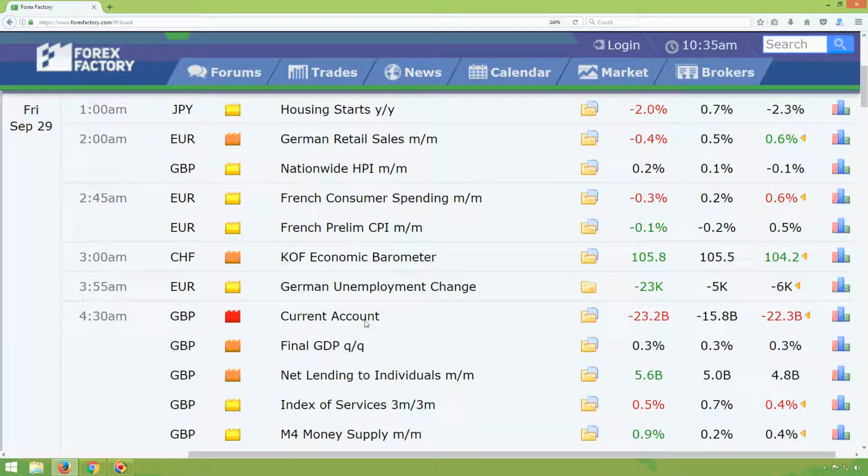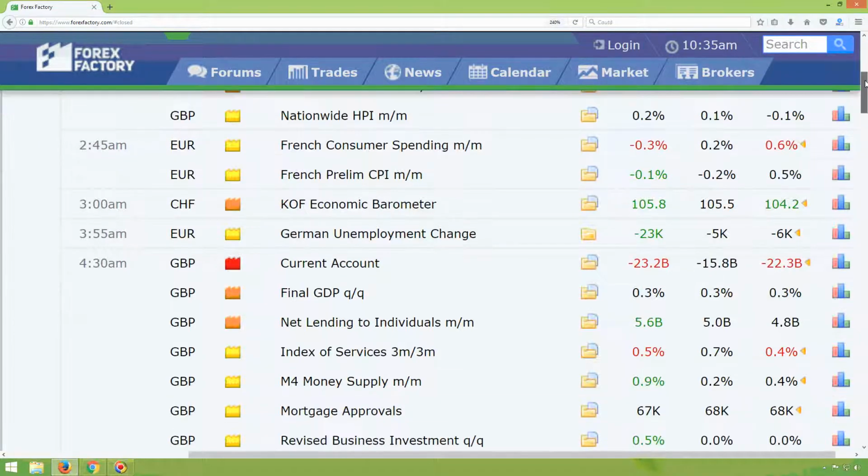And this is the reason that the GBP moved to the downside, because of the current account, which performed terribly. In the previous month, it was minus 22.3 billion, and then it was minus 15.8, and then minus 23.2. And not to mention the final GDP, and so on, and all the repercussions against it. But you have all the information on the economic calendar.